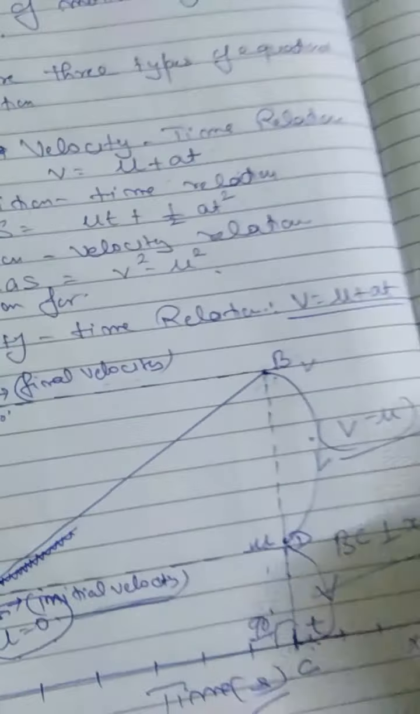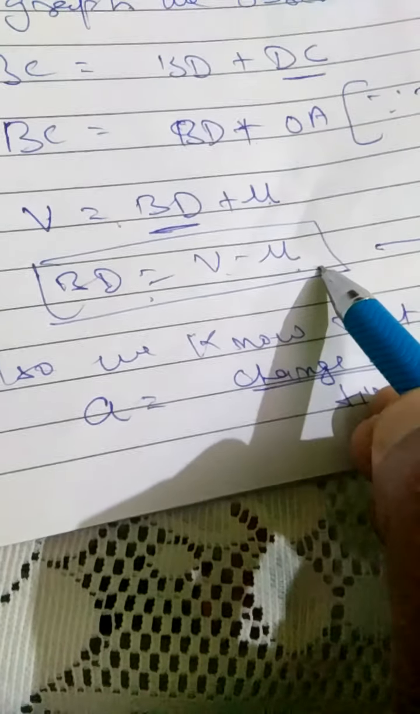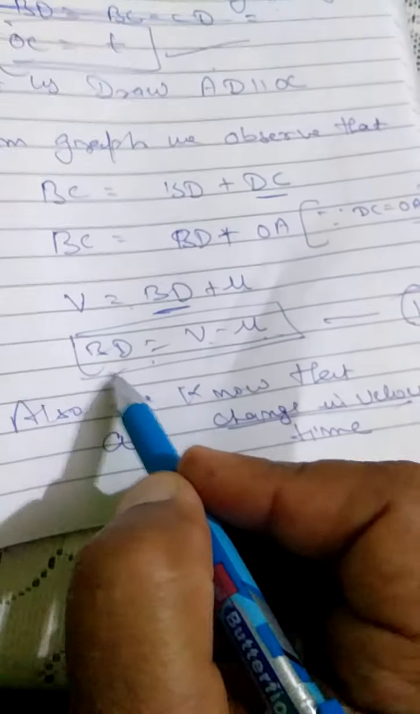Put the value of BD in equation 1. What is our equation 1? Our equation is here: BD is equal to V minus U. This is our equation 1. So we will put the value of BD which we calculated now in equation 1. That is, BD is equal to V minus U.